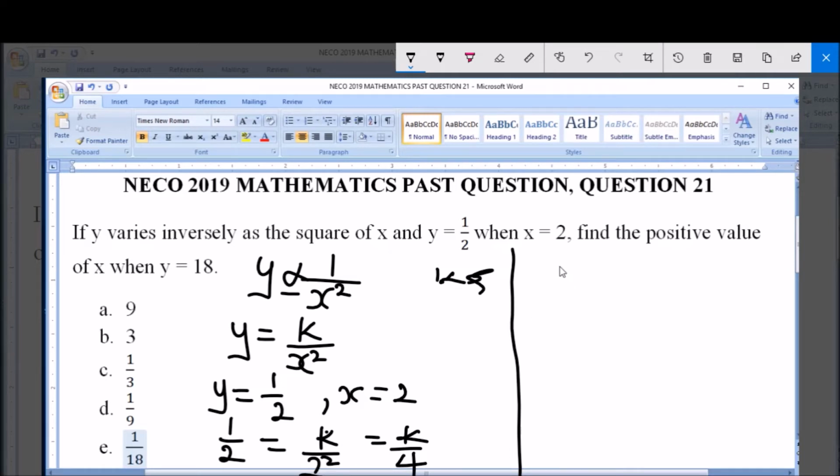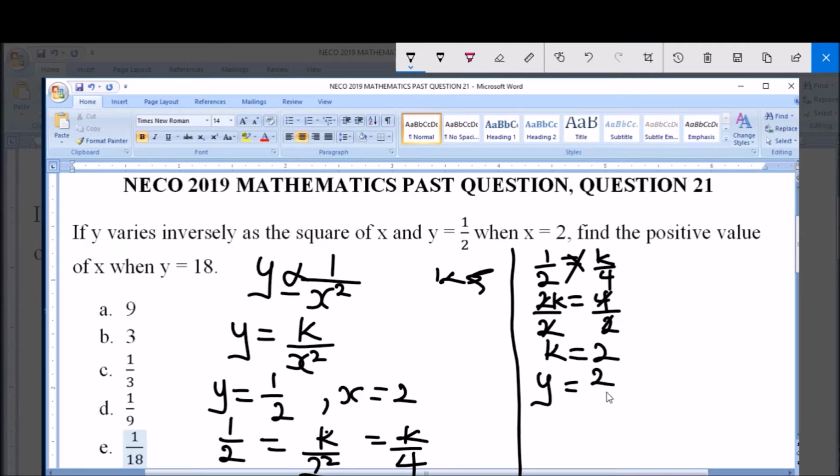Now from this we have that 1 over 2 is equal to k over 4. When you cross multiply, we have 2k is equal to 4. Dividing both sides by the coefficient of k, which is 2, we have that k is equal to 2. Now the equation connecting y and x will be y is equal to 2 over x square.